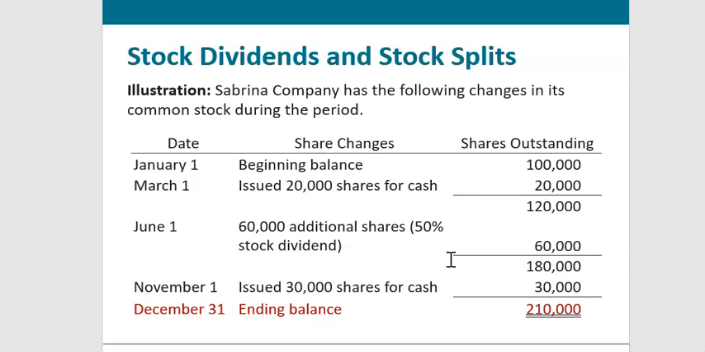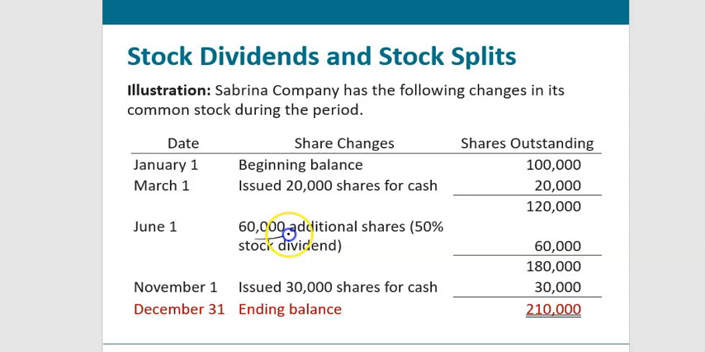Sabrina Company had the following changes in its common stock account during the period. January 1st, the company starts off with 100,000 shares. March 1st, they issued 20,000 shares for cash. June 1st, the company has a 50% stock dividend.